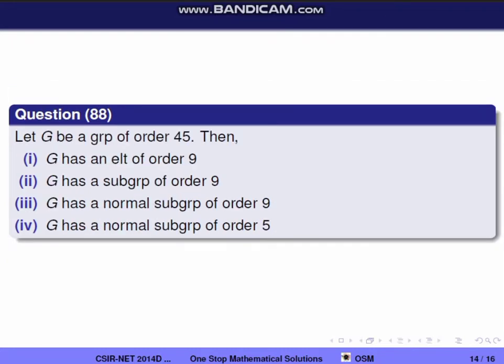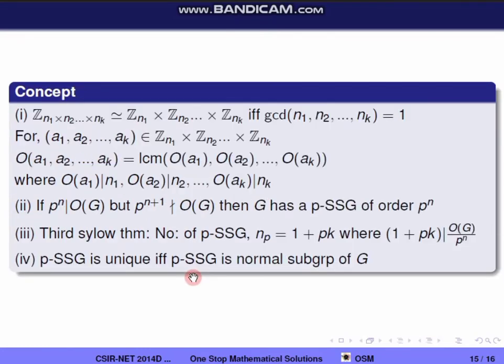Next question, question 88. Let G be a group of order 45. Then, so they are given a group of order 45. We have to check which of the options are true for this group. We will look into the concepts used.